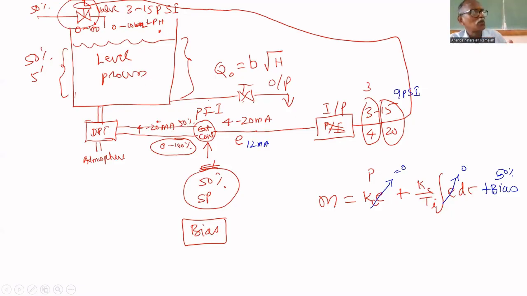In the controller also, we should give some bias so that it is maintained at 50%. That bias is 50%, so that will not come under the calculation. How it comes and how to calculate that, we will see later. But here, what is tuning we have to see?